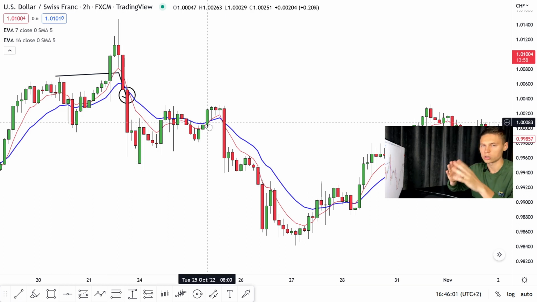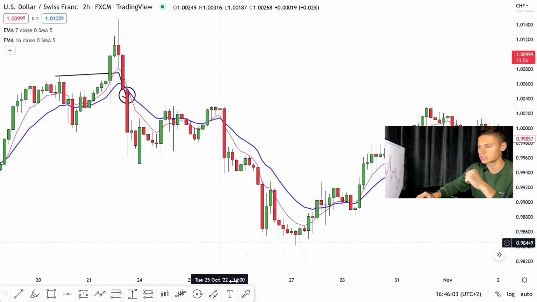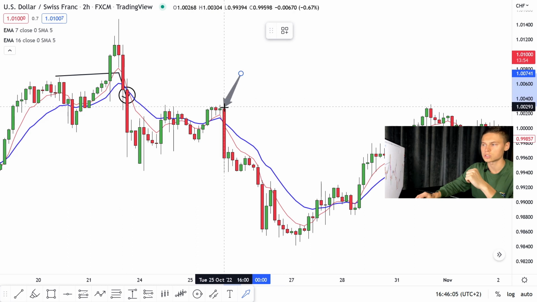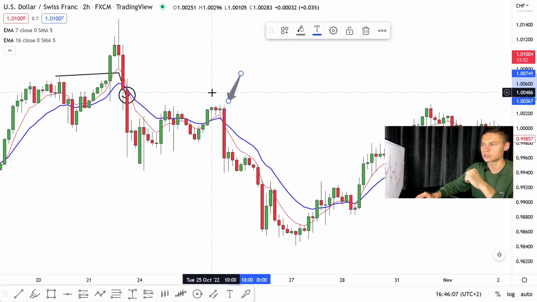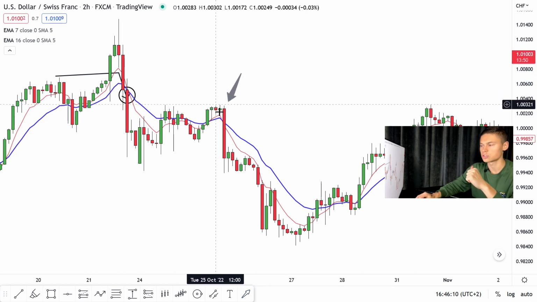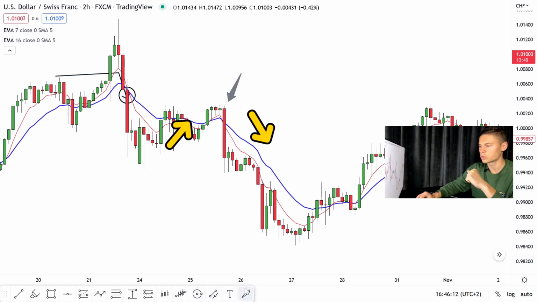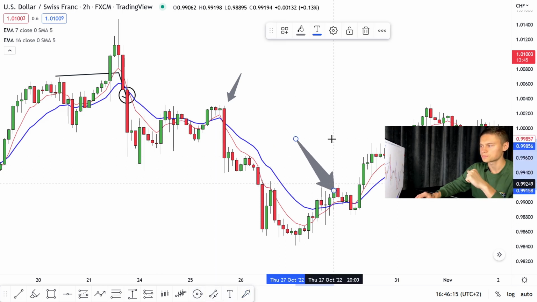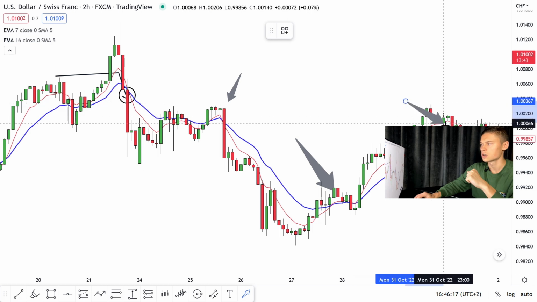Now let's see all the potential entry points using this strategy. So we have a cross over here. As you can see, at first it crosses from the bottom to the top, then from the top to bottom, and then we have another cross over here, and finally another cross over here.